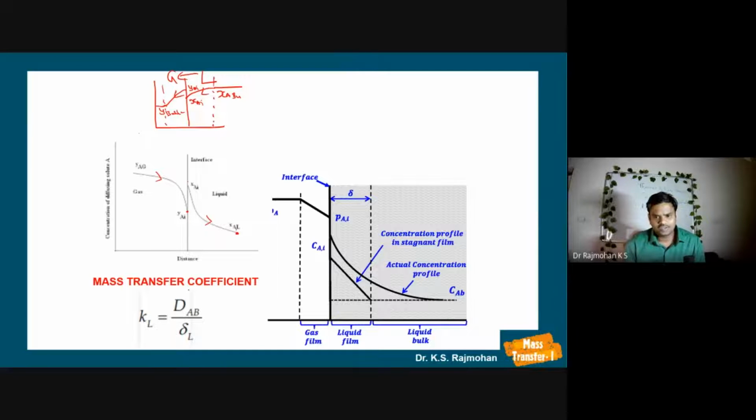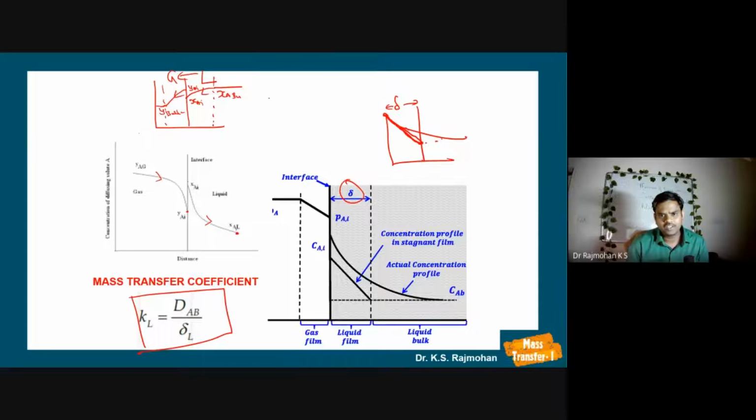According to this theory, even though the actual velocity profile is like this, the theory assumes that the actual mass transfer is only taking place within this thin film. It also says that KL is equal to DAB by the thickness of this film. A thin film is assumed, and DAB by delta L is the relationship between mass transfer coefficient and diffusivity. So we can say that KL is proportional to DAB according to two film theory, that is, DAB power 1.